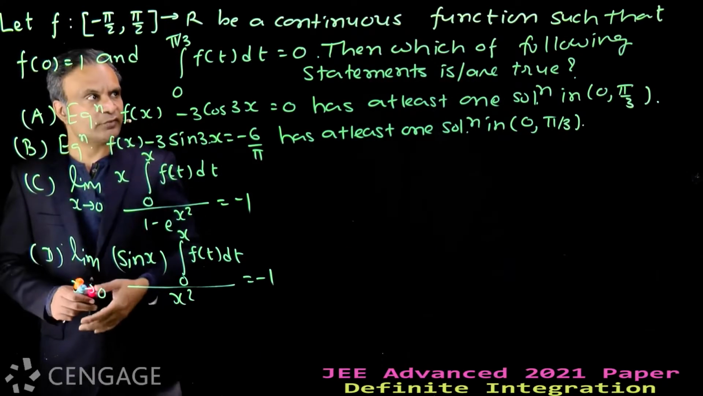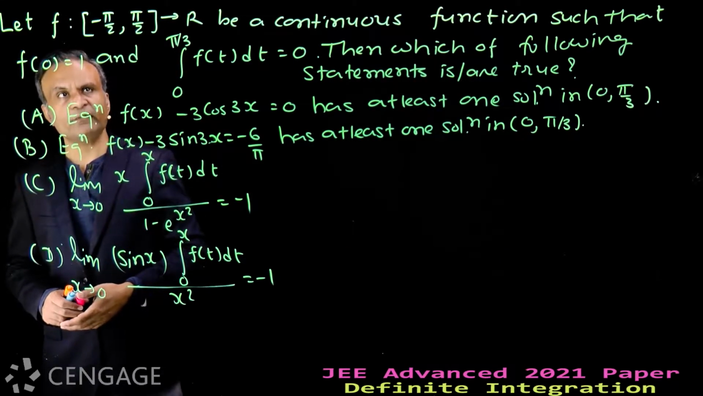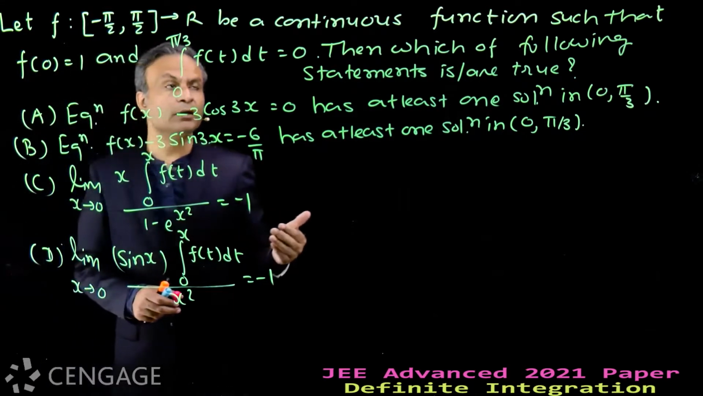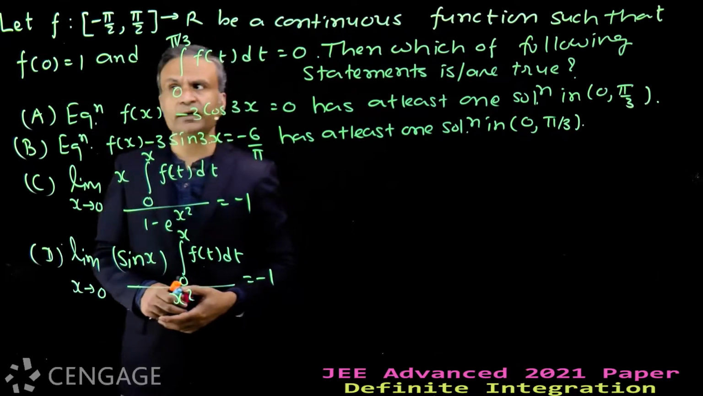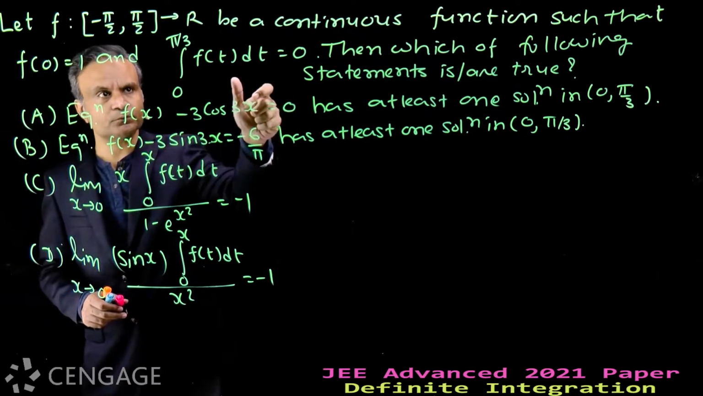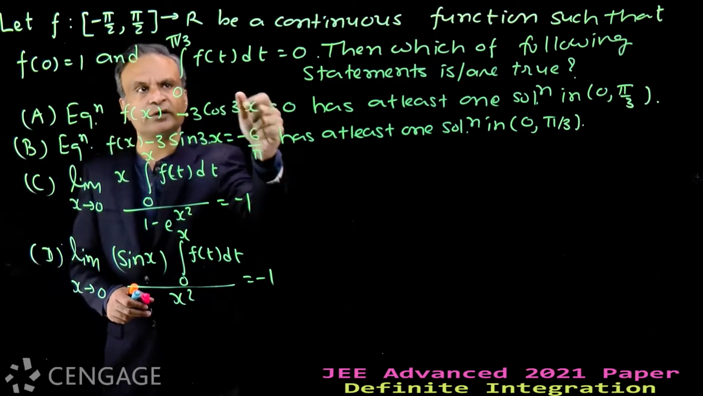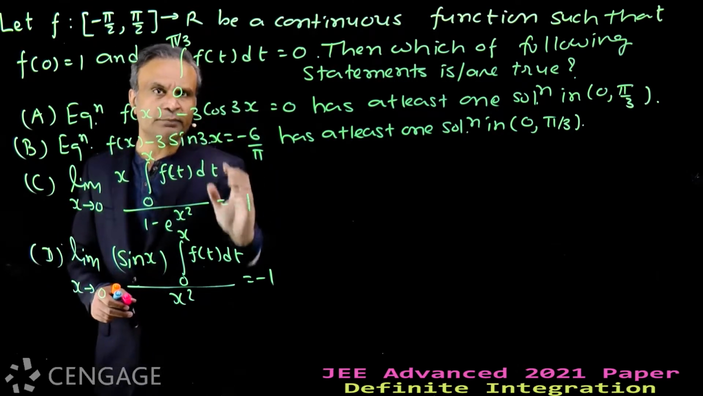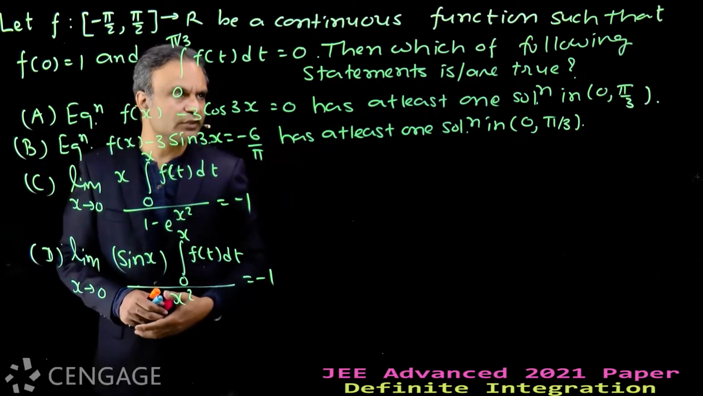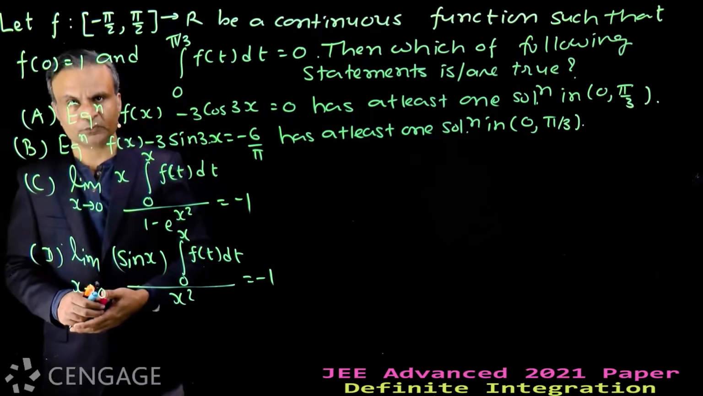Let us look at this question of definite integrals. The question: the function f from the closed interval minus pi by 2 to pi by 2 to R is a continuous function such that f of 0 is 1 and the value of this definite integral, the integral of f of t from lower limit 0 to upper limit pi by 3, is 0.